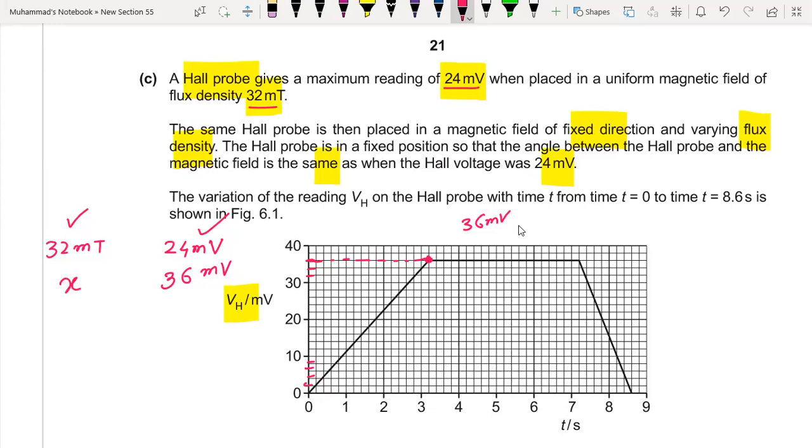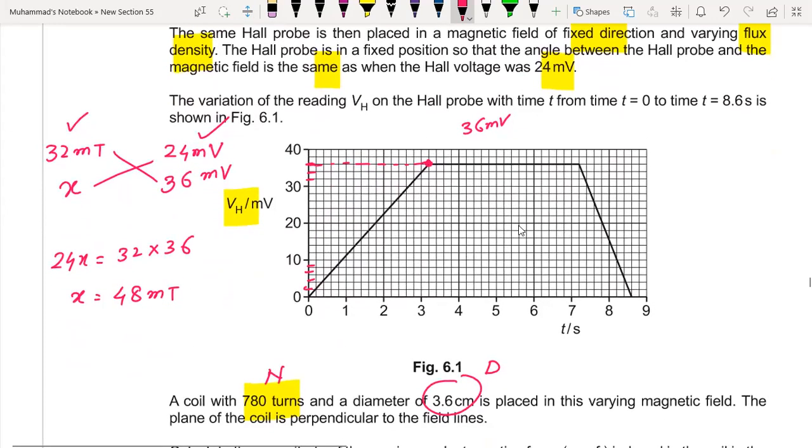So let's say this is X. This is direct proportionality. So if you calculate magnetic flux density from this relationship, 24 X is equal to 32 times 36. X would be 48 millitesla. So the maximum flux density corresponding to this is 48 millitesla.